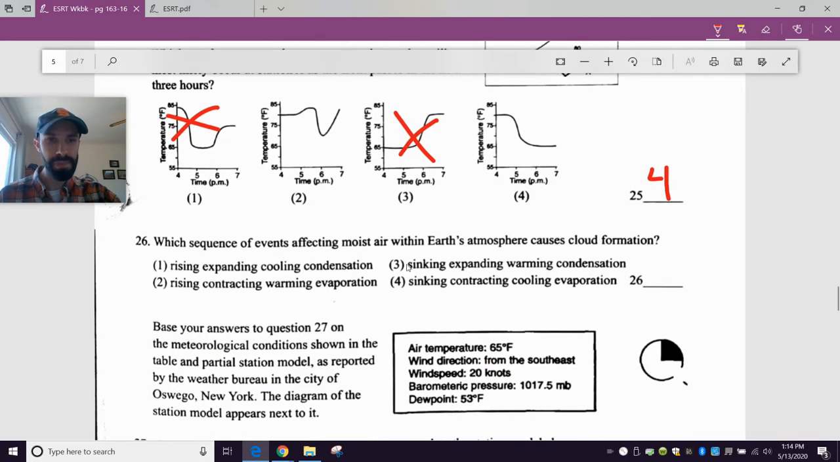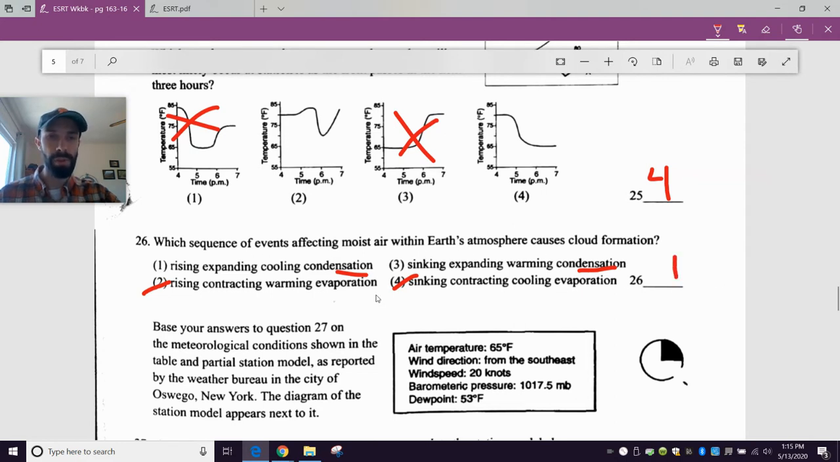Okay. 26. Which sequence of events affecting moist air within Earth's atmosphere causes cloud formation? Clouds are formed by condensation. Remember that. Clouds, condensation. Okay? So that can't be number 2, and it can't be number 4. It's condensation, right? It's got to be choice 1 or 3. Now, how do we make condensation? Well, we have to cool it down. Clouds, condensation, cooling. So which one has cooling in it? That would be number 1.